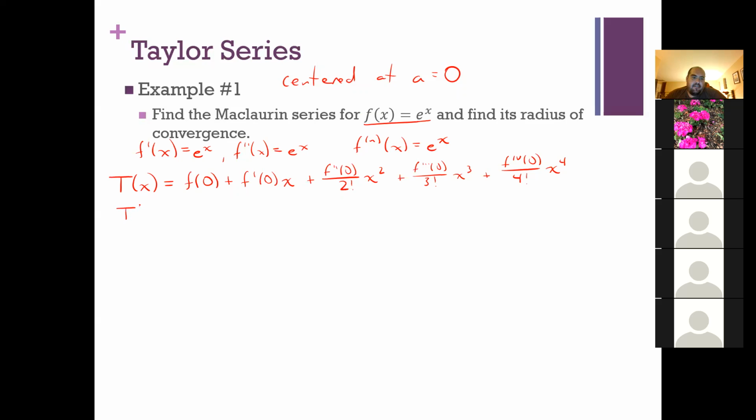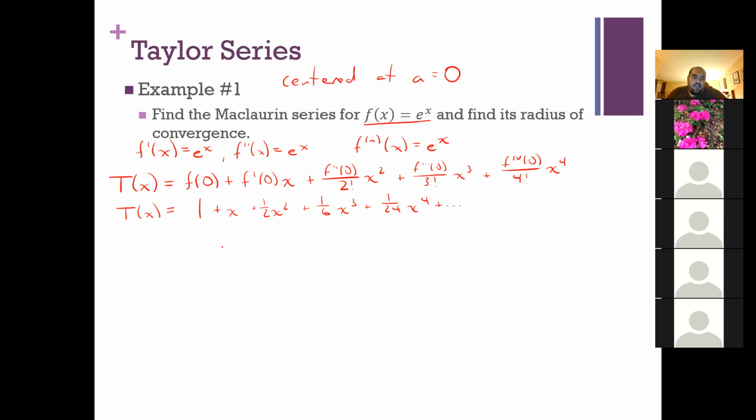So now let's start building this. What is f of 0? Hopefully, yeah, it's just 1. Because of that, I can fill in all of these. F of 0, f prime of 0, those are all equal to 1. So this becomes 1 plus x plus 1/2 x squared plus 1/6 x cubed plus 1/24 x to the 4th, and so on.